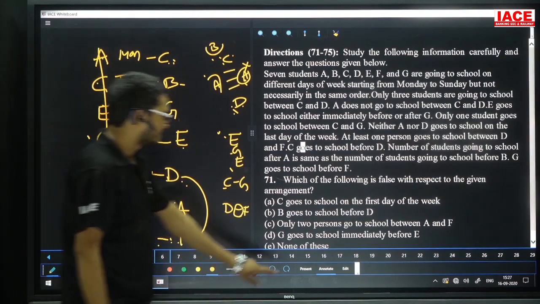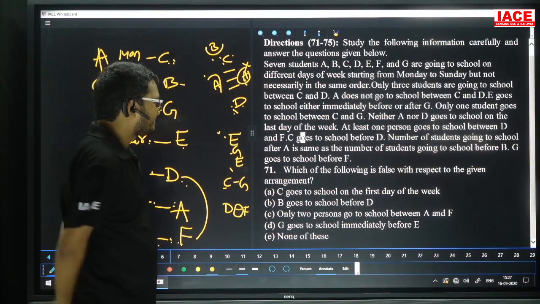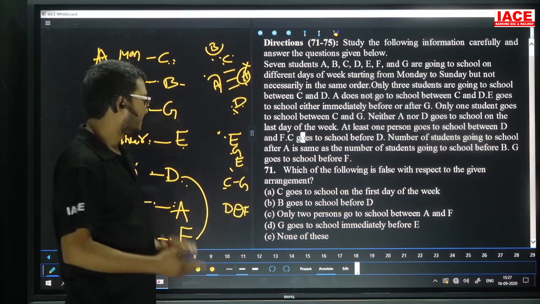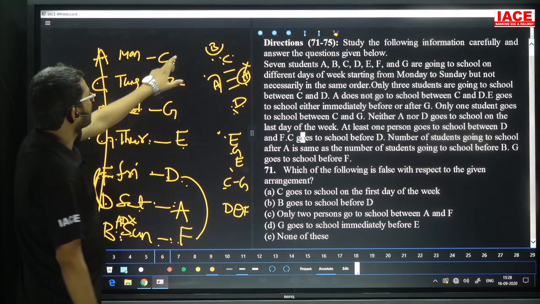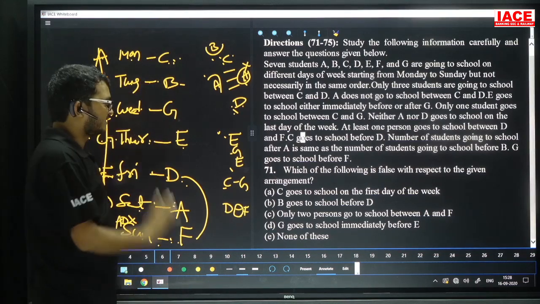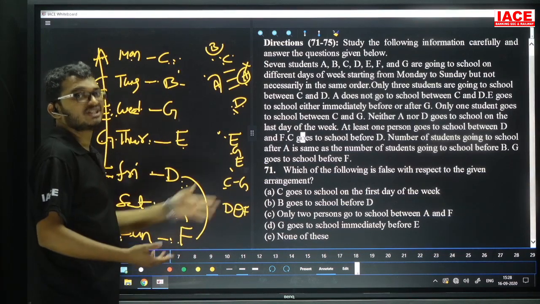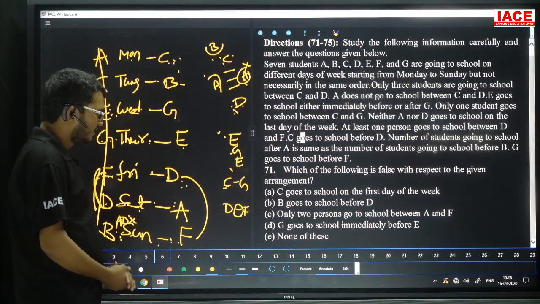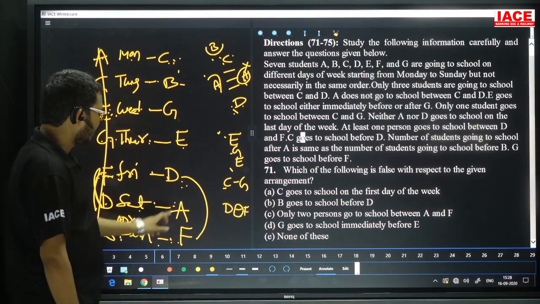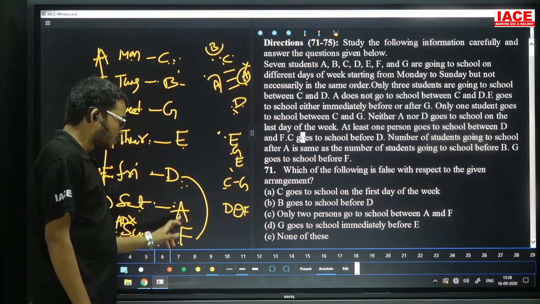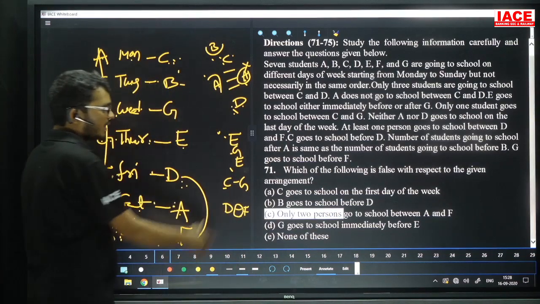Now take question number 71. Which of the following is false with respect to the given arrangement? Take the first one: C goes to school on the first day of the week. This one is correct. Leave it. B goes to school before D. B is before D, yes, correct. Next one: only two students go to school between A and F. No, here there is no student going between A and F. So the false one is option C.